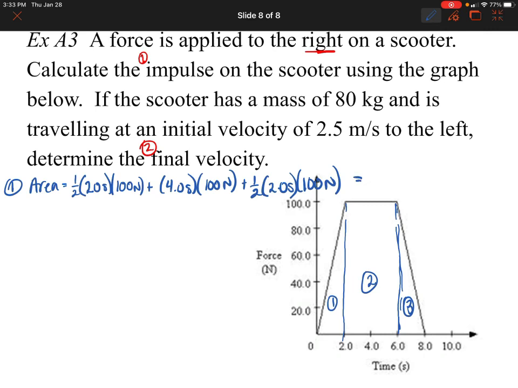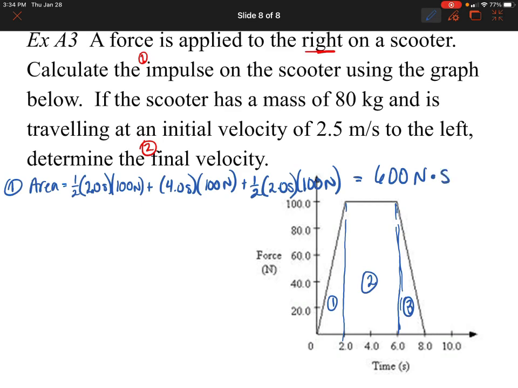And if we find all those and add them together, you should be able to do that without a calculator. Please, please, please do that without a calculator. 1/2 times 2 is 1. Times 100 is 100. 4 times 100 is 400. 1/2 times 2 times 100 is another 100. And we get 600 altogether.